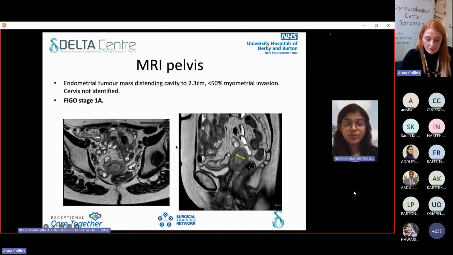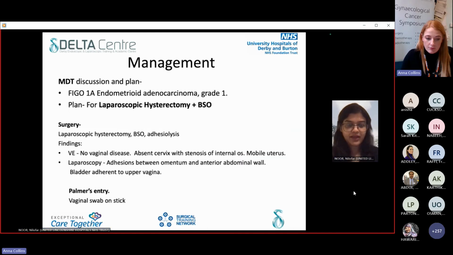MRI showed a 2.3 centimeter endometrial tumor. Cervix was not identified, and it was classified as FIGO stage 1A. Following an MDT discussion, it was planned for laparoscopic hysterectomy and bilateral salpingo-oophorectomy.